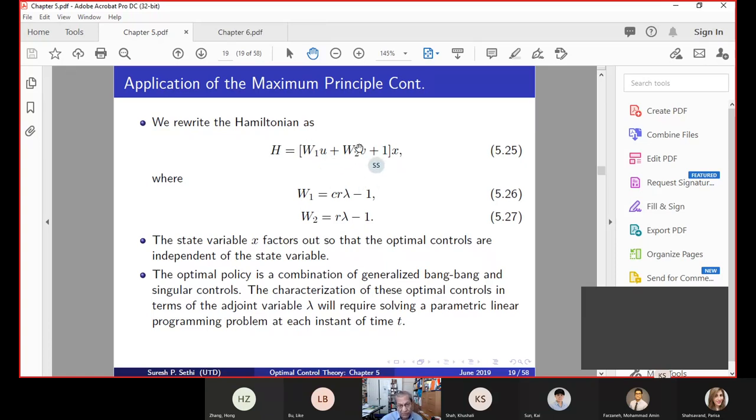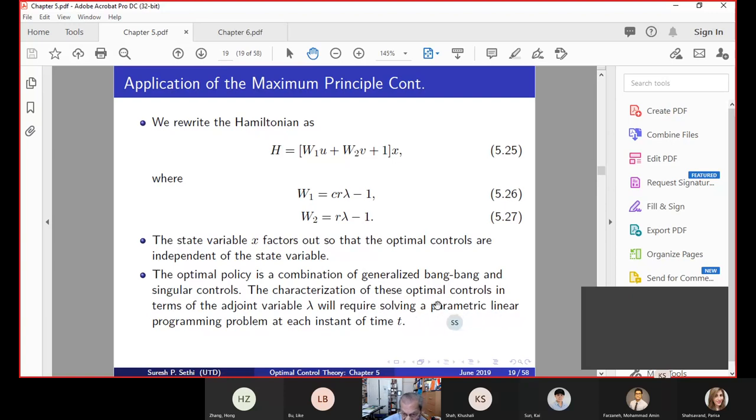But now we have two variables, and two variables gives you a kind of linear programming problem. And so the bang-bang becomes what is called the extreme point of the simplex. We will talk about that very soon, and we will show very quickly what's going on. The characterization of these optimal controls in terms of the adjoint variable becomes a linear programming problem.